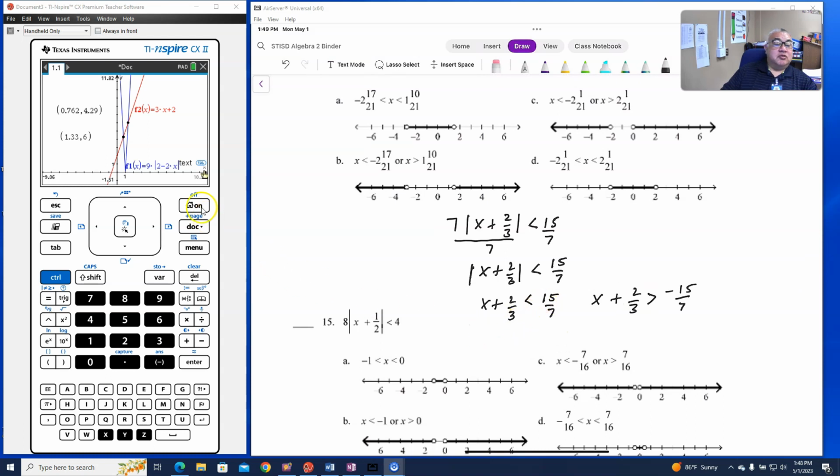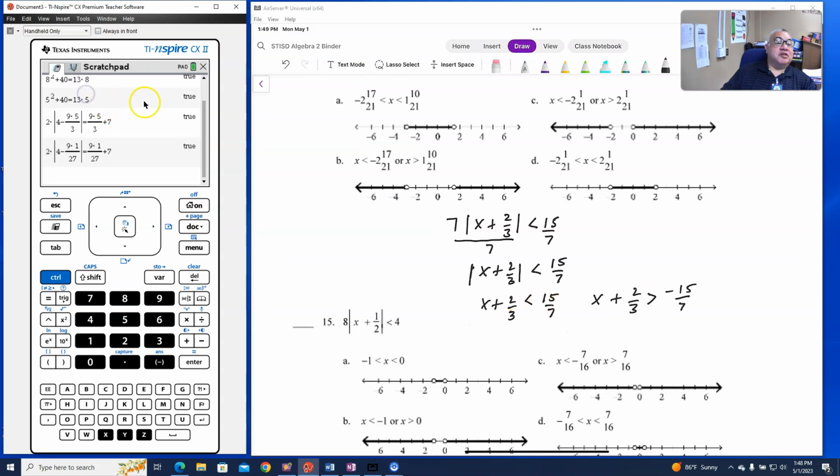Now, I know that some of you don't like to work with fractions, so you do have permission to use your calculator. So to solve for x, it's simply 15/7 minus 2/3. And you get 31/21. As a mixed fraction that's 1, and you have 10 left over, so it's 1 and 10/21. That's the same as 31/21.